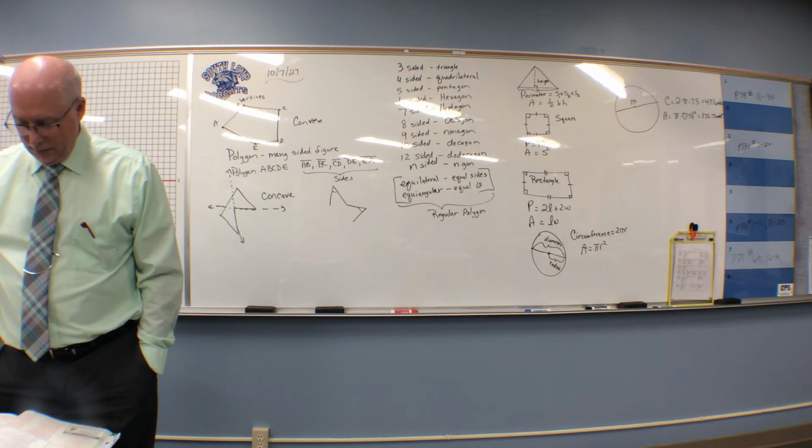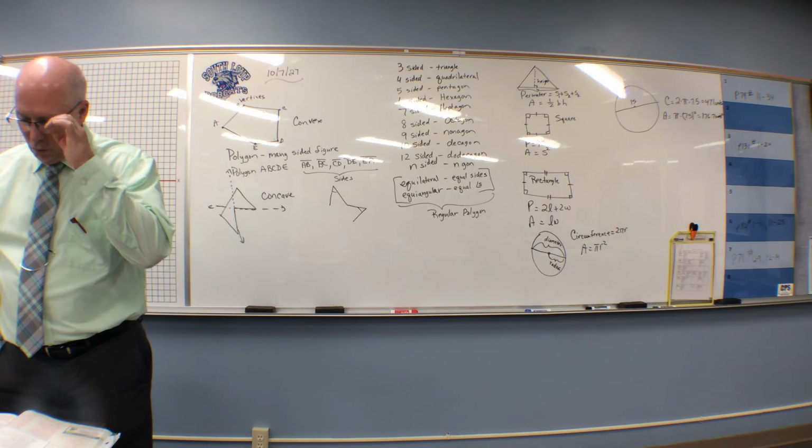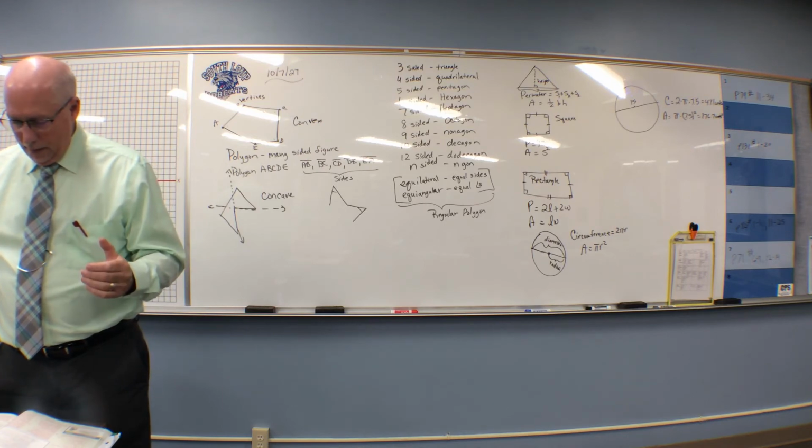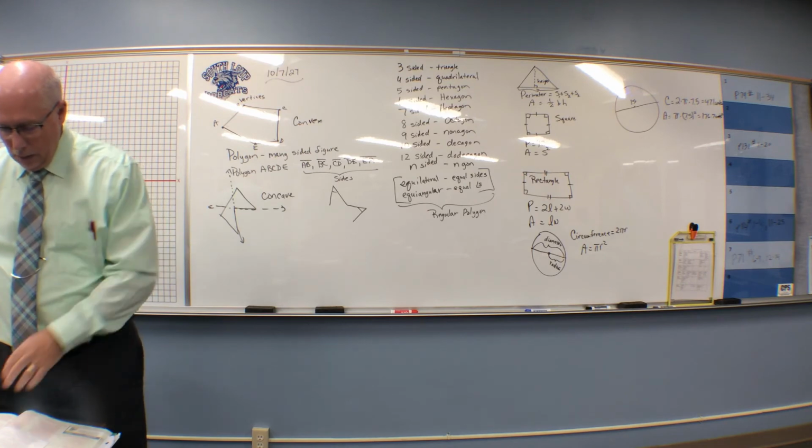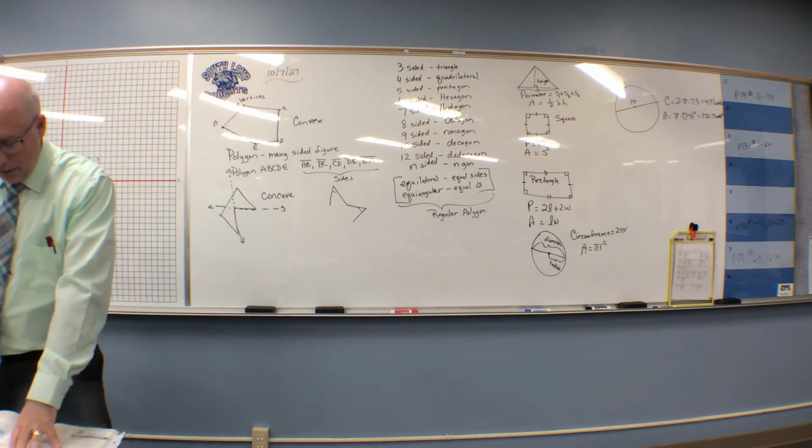Okay, let's take a look at 17 through 22. You just find the area and the circumference, and let's round to the nearest tenth, if it needs to be rounded to the nearest tenth.